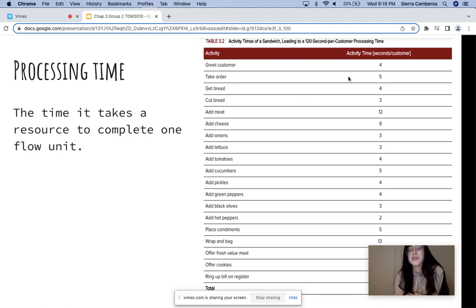So as you can see, for example, you greet the customer, it's showing that it takes 4 seconds. And then once you take their order, that takes another 5 seconds. And then once you start getting all of the ingredients listed to make the sandwich, you can see just how long it takes altogether. So in total, it equals 120 seconds.